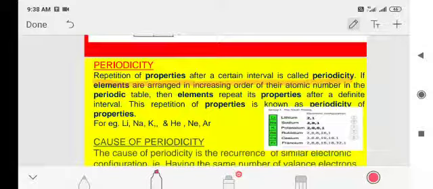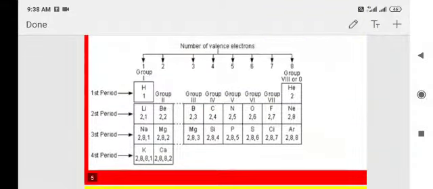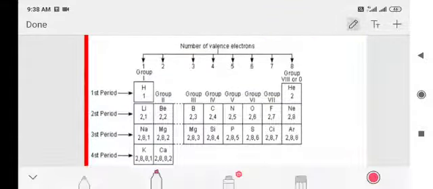And why it is happening in this periodic table, I will tell you. Just look here. In this diagram, you will see the electronic configuration of lithium as 2,1, sodium 2,8,1, potassium 2,8,8,1. What is the similarity in these three? All these three elements, including hydrogen, all these four elements have one valence electron. That means one electron in the last shell. If the valence electrons are the same, the chemical property will also be the same.